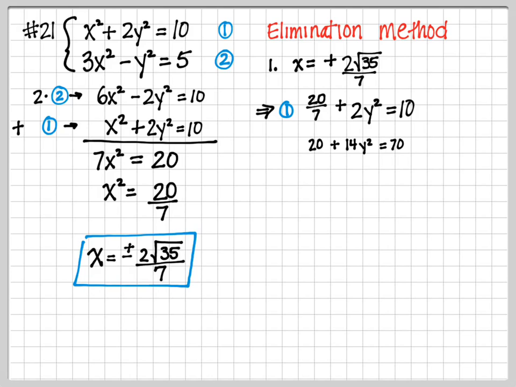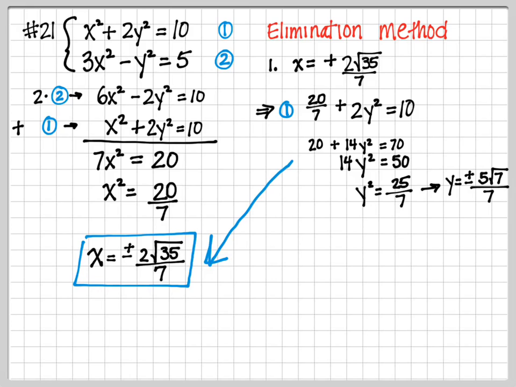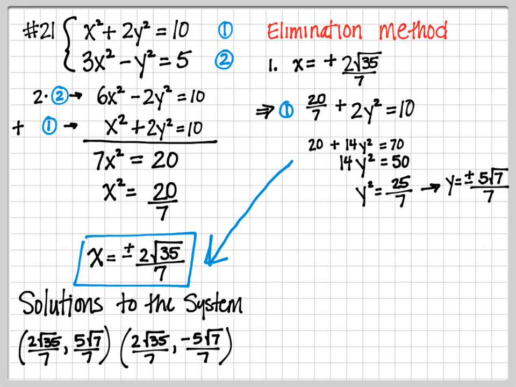And remember that I'm going to be substituting in x squared, which is a lot easier. So I'm going to have the 20 over 7, because positive 2 root 35 over 7 squared is 20 over 7. And I solve for y, and I get that y is positive or negative 5 root 7 over 7. And I'm going to write the solutions down here. So right now I currently have 2 points. I have positive 2 root 35 over 7, comma 5 root 7 over 7, and positive 2 root 35 over 7, negative 5 root 7 over 7.